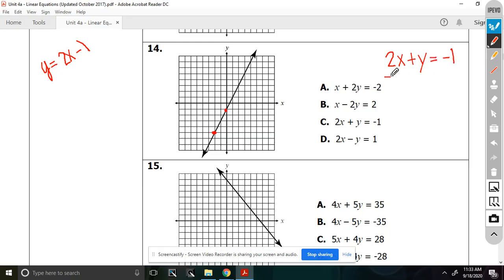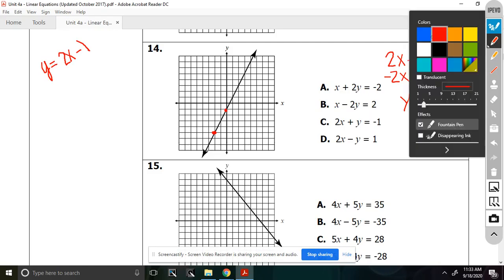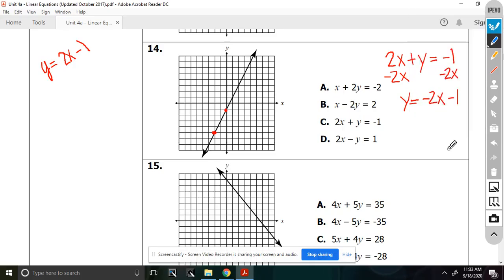So how do I get rid of the 2x? I'm going to subtract 2x from both sides. I get y equals negative 2x minus 1. Almost. So the only thing that's different is mine is a positive and this one's a negative. So I don't want that. So I'm going to try a different color real quick, and I'm going to try D.